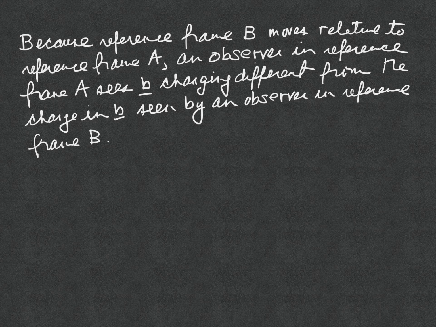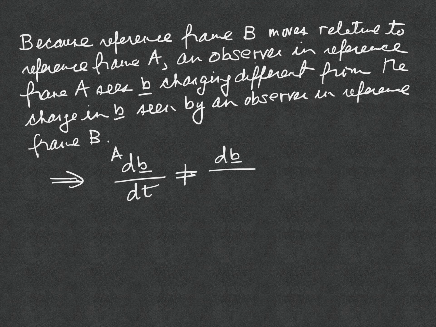So what does that mean? That implies that the rate of change of B in reference frame A is not equal to the rate of change of B in reference frame B. And of course, I'm assuming here that the frames A and B are not the same frame. But what is it that relates these two rates of change?